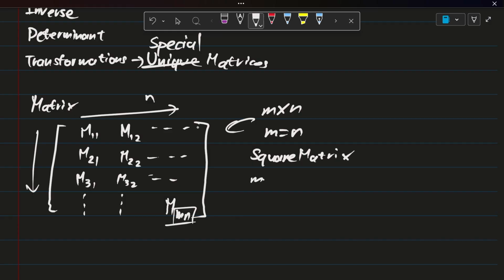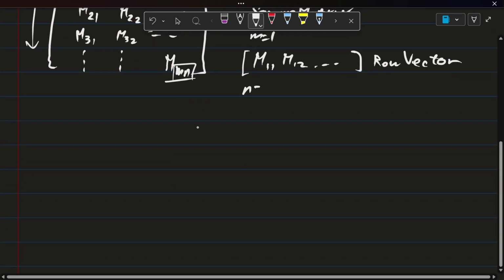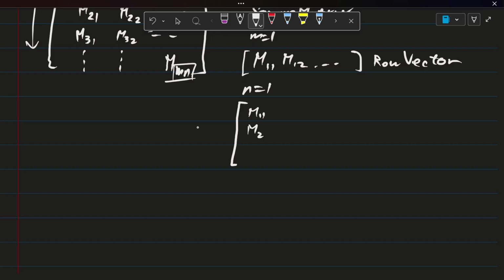When M equals 1, you would have something going like this, M1,1, M1,2, and so on. This is what we call a row vector, because it looks like a vector. But when N is equal to 1, which means you go vertically, M1,1, M2,1, and so on, this is what we call a column vector. So a matrix is just a set of row vectors or a set of column vectors that you squish together for this entire object to exist.